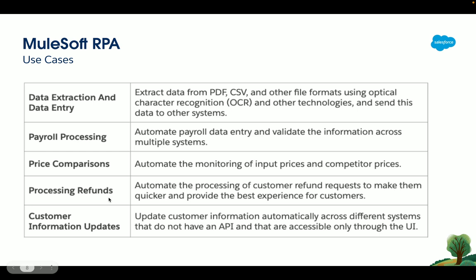for customers, as well as customer information updates, where we can update customer information automatically across different systems that do not have an API and that are accessible only through the UI. So these are certain use cases, but not limited to them. There might be many other use cases out there, so you can use MuleSoft RPA for any of it depending upon which product is more suitable.